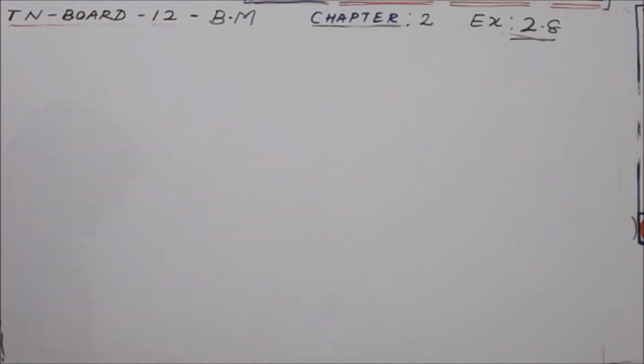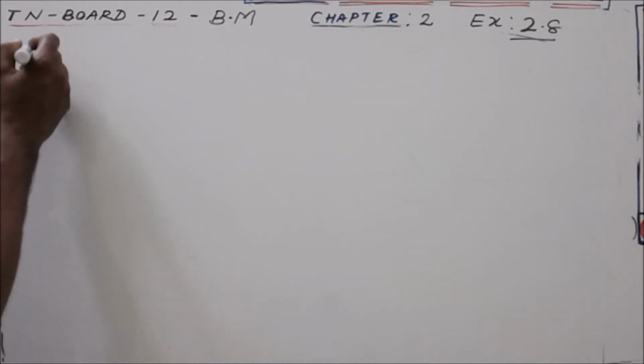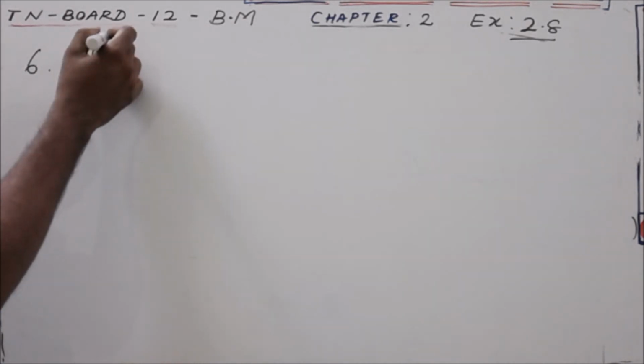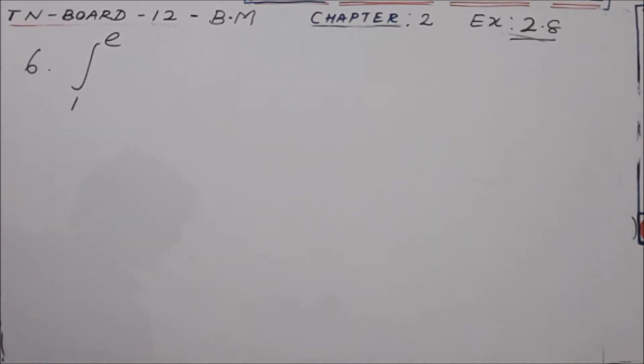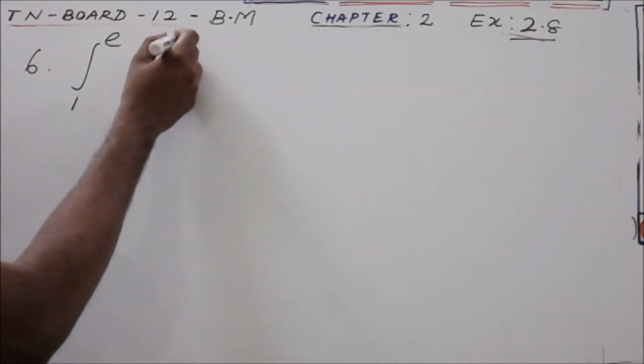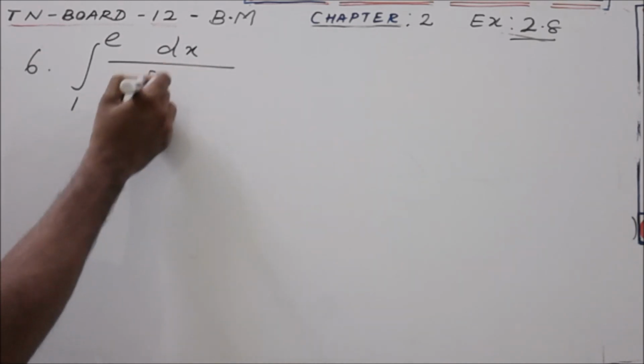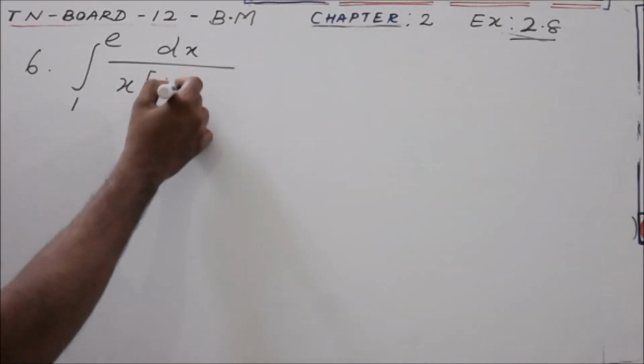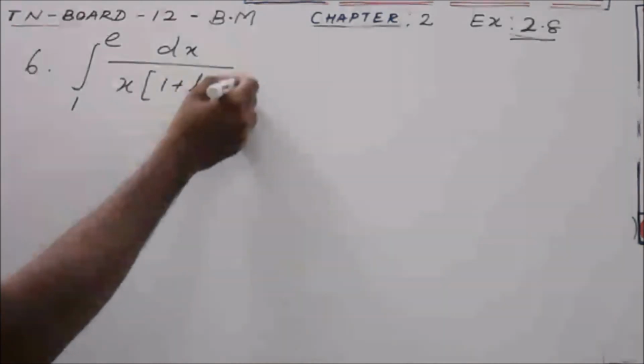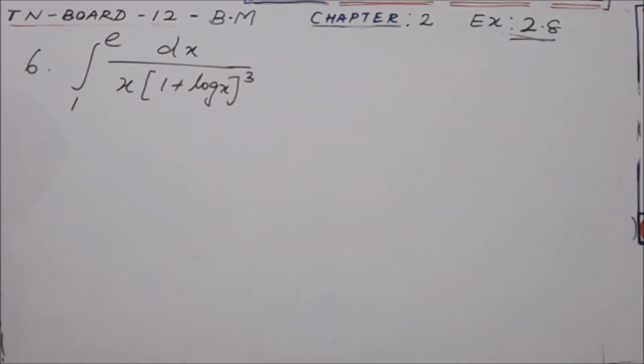Question number 6 in exercise 2.8. Given the integral from 1 to e, dx divided by x into (1 plus log x) whole cube. We have learned these types of problems already. Here we are using some particular limits, that's all. We have practiced the same type in earlier classes.